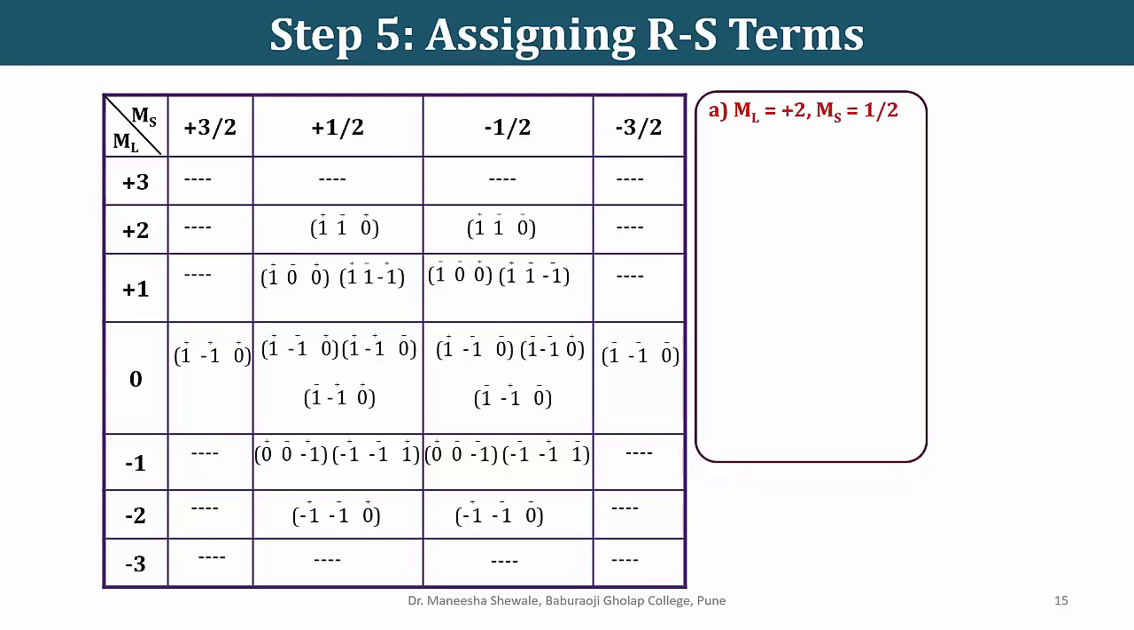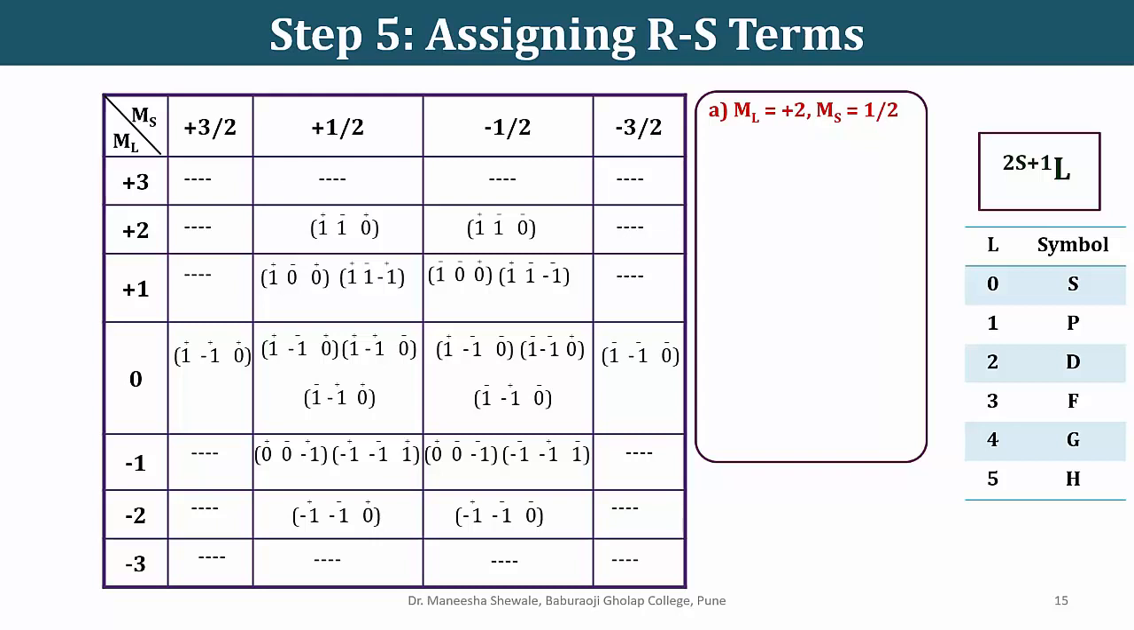For ml plus 2 and ms plus half. Now the RS term, the term symbol is represented as 2S plus 1 L, where 2S plus 1 is the spin multiplicity and L is the maximum value of ml. The calculated value of the spin multiplicity is written as it is in the term symbol. But for L, a symbol is used for the different values of L. When L is 0, we write the symbol S. For L 1, the symbol is P. For L 2, it is D.